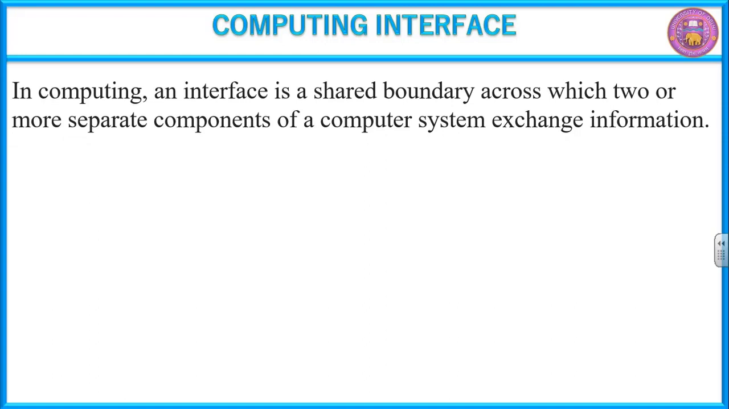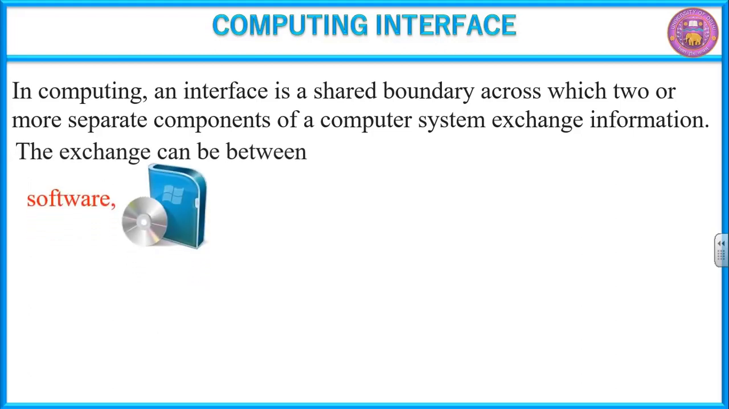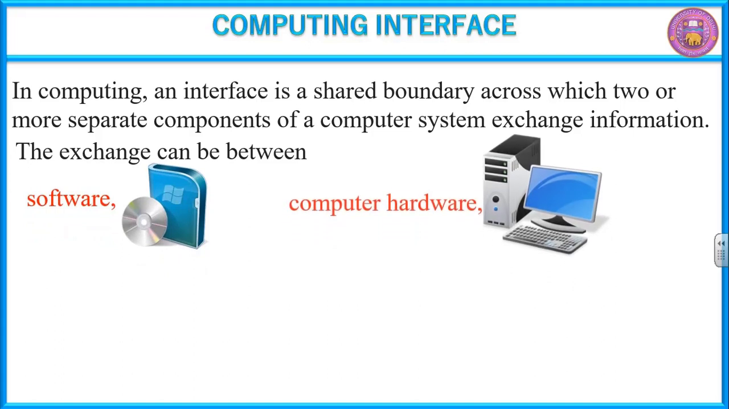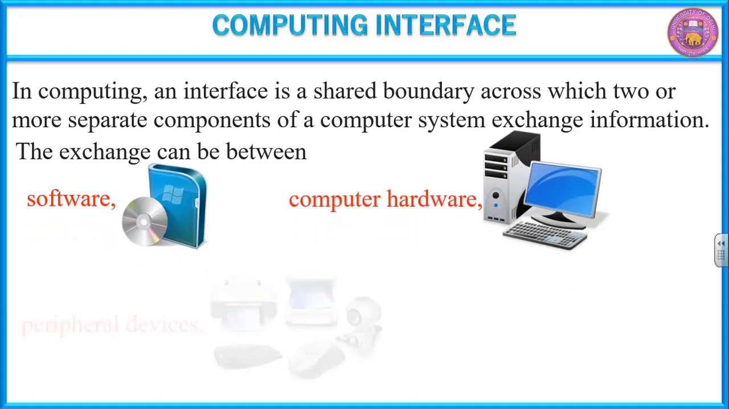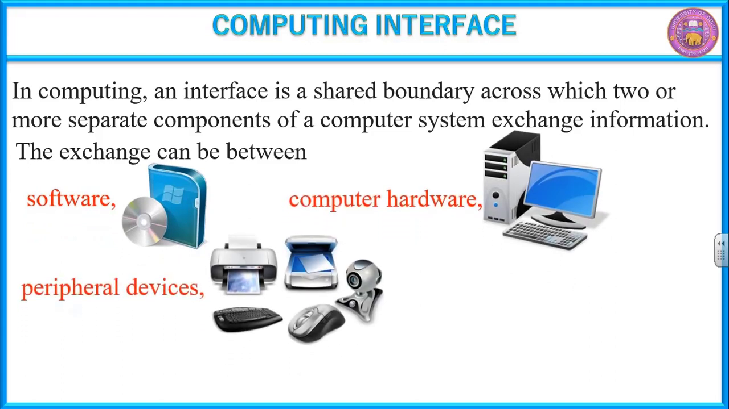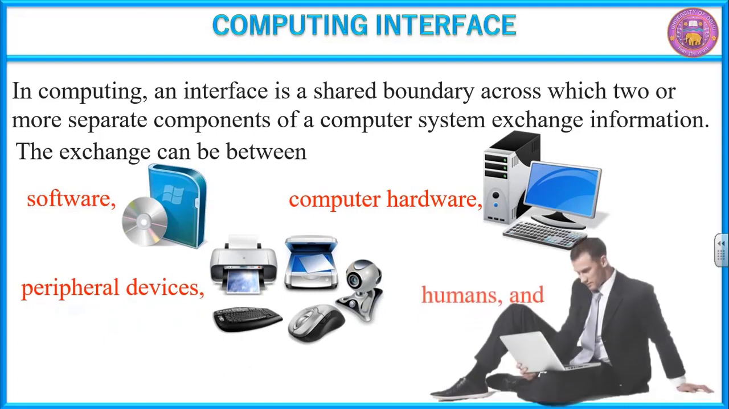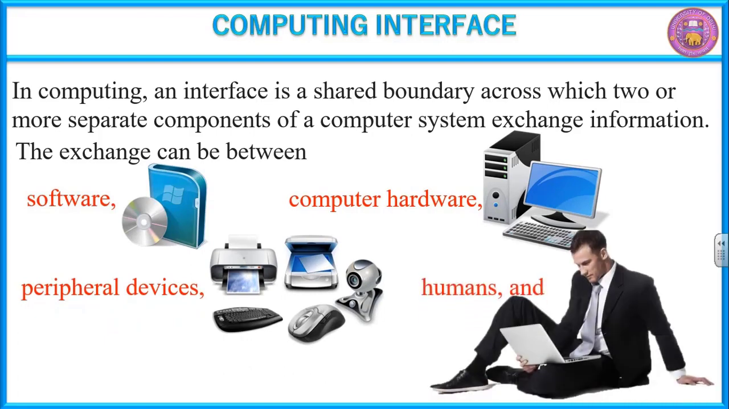In computing, an interface is a shared boundary across which two or more separate components of a computer system exchange information. The exchange can be between software, computer hardware, peripheral devices, humans, and combination of these.